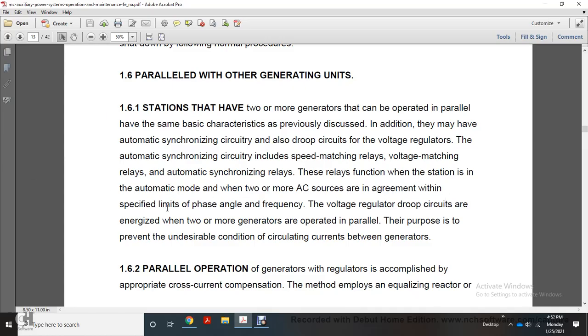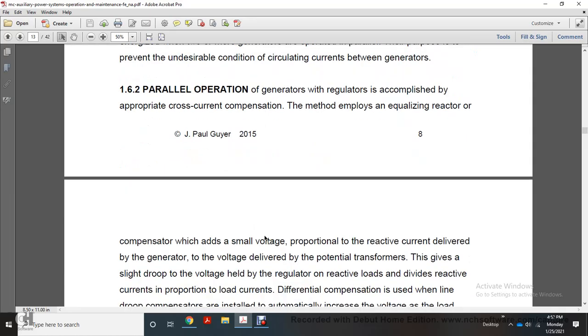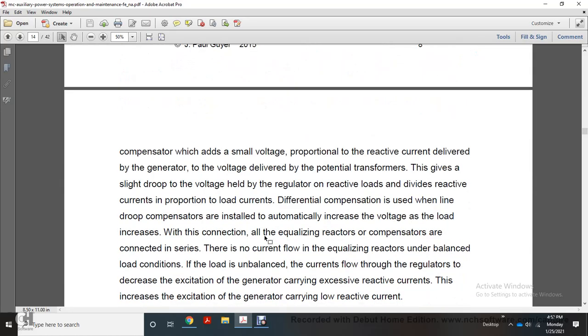Voltage regulator droop circuitry is generally used when two or more generators are operated in parallel. Its purpose is to prevent undesirable circuit conditions such as circulating currents between generators. 162. Parallel operation of generator regulators is accomplished by an appropriate cross-current compensation method that employs an equalizing reactor compensator, which adds a small voltage potential proportional to the reactive current delivered by the generator to the potential transformer, giving a slight droop of the voltage held by the generator. Reactive loads divide in proportion to the load current. The differential compensation used when line droop compensators are installed will automatically increase the voltage as load increases. With this connection, the equalizing reactor compensators are connected in series with no current flow.